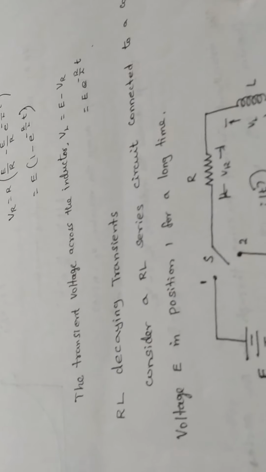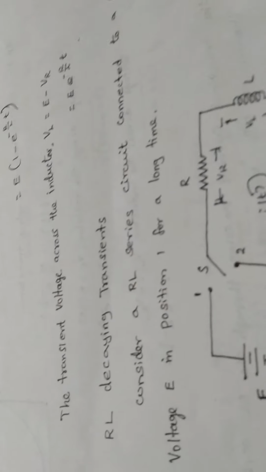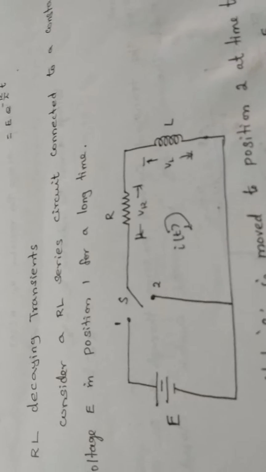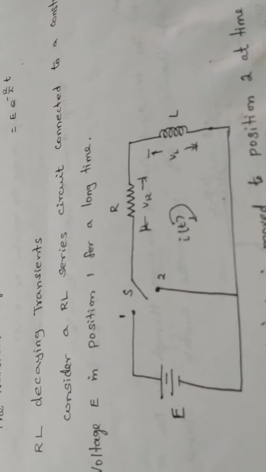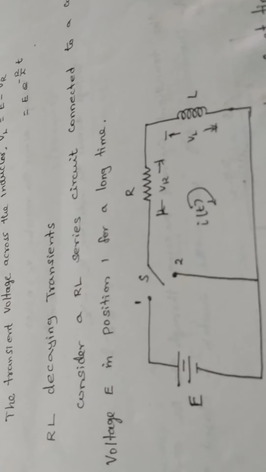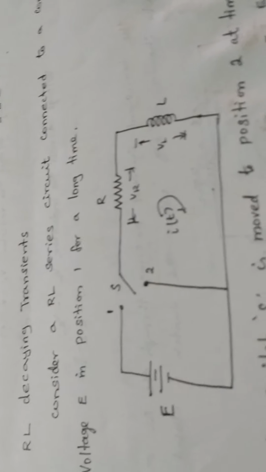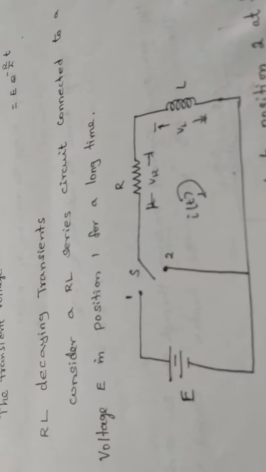The next one is the RL decay transient. RL decay transient means the first thing is charging the inductance. The second one is suddenly switching from position 1 to position 2. When switch 1 is closed, the inductance is charging. Suddenly changing to switch 2 is the discharging of the inductance.